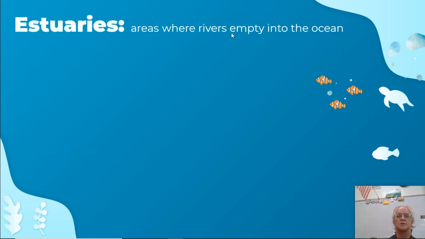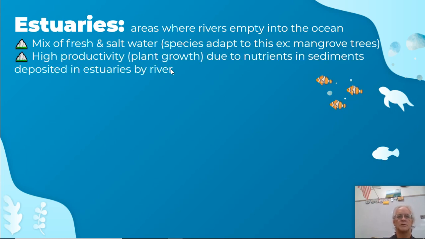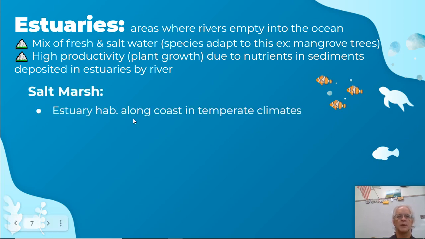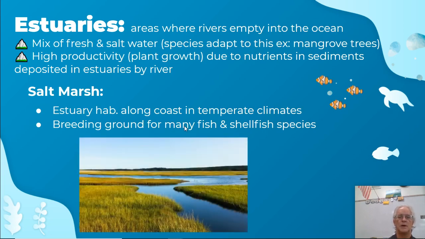Estuaries are areas where rivers empty into the ocean. It's a mix of fresh and salt water where the species are adapted to this, for example, mangrove trees. They're highly productive, with huge amounts of plant growth due to tons and tons of nutrients coming down the river, and that sediment is deposited in the estuaries. A salt marsh is an estuary habitat along the coast in temperate climates. It's a breeding ground. Many fish from the ocean or from freshwater and shellfish all breed there and leave their babies. This is an example of a salt marsh.